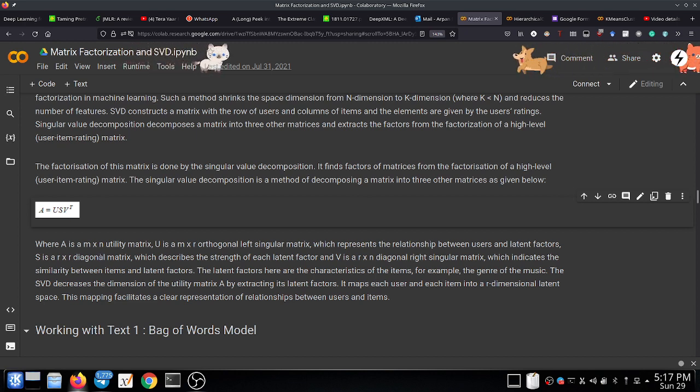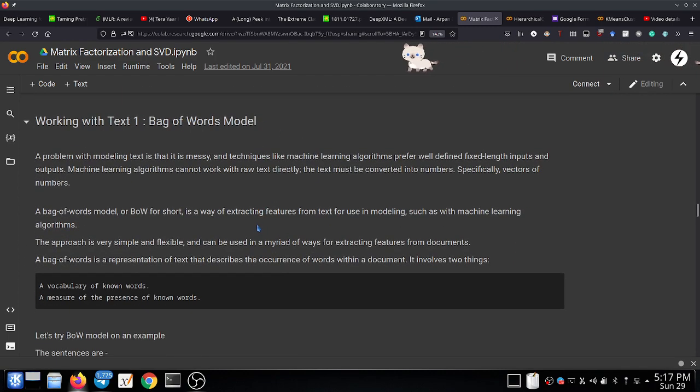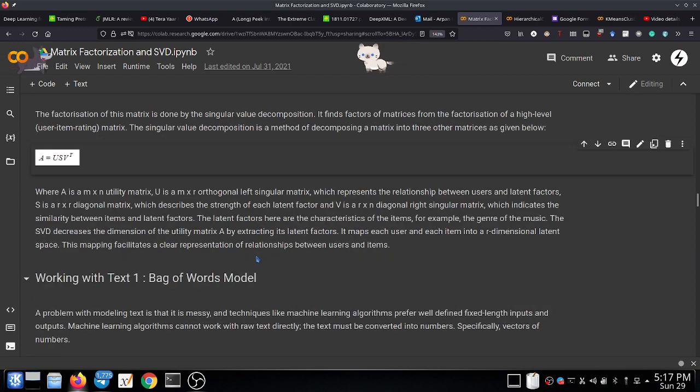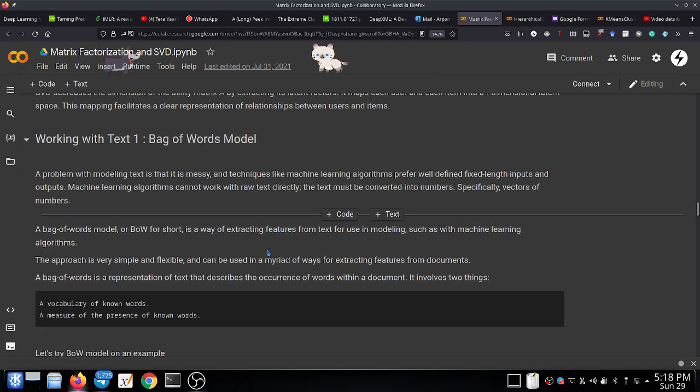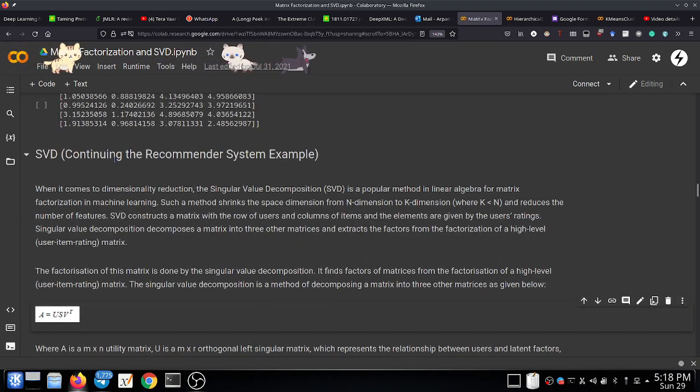So this will allow us to intuitively find the K, because we are not actually worrying about the number, but we are seeing the importance of the eigenvalues and comparing. So yeah, this will give us a clear representation of the relationship between users and items. So yeah, that is the SVD example.